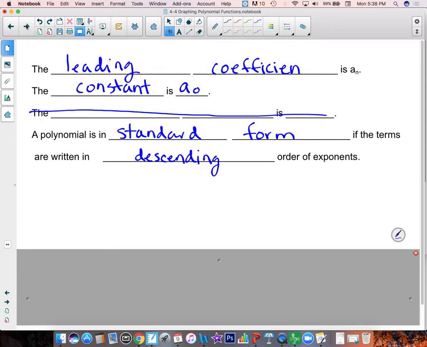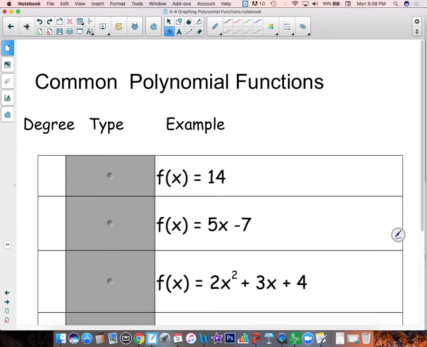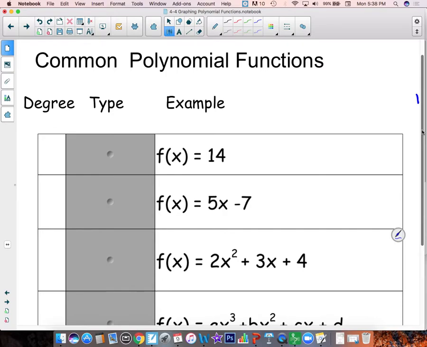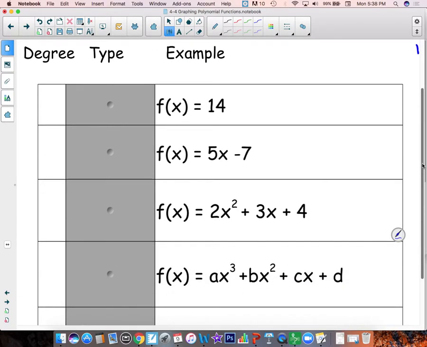So the next thing you had on your worksheet was that chart. That chart should be on the sheet that I gave you. We have common polynomial functions that we want to look at, so we're going to fill in the chart. Just make sure you're following along to fill in the chart here.